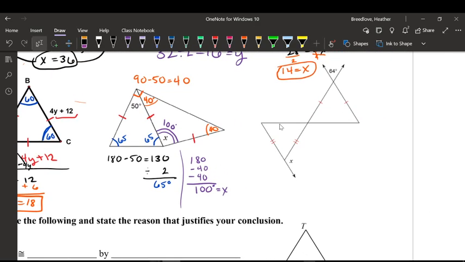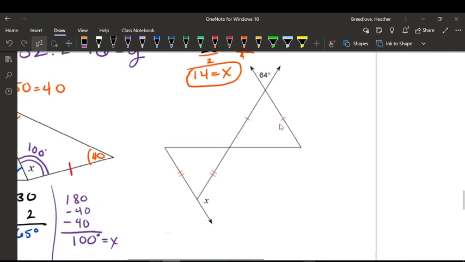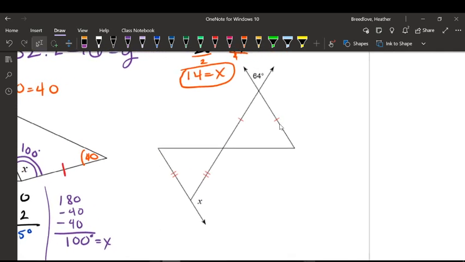And this one, again, is complicated. So I have sides marked the same, I have a 64 way at the top, I have an x way at the bottom. So since I know the 64, I'm going to start there. It's a good starting place. Start at the place where you know something.